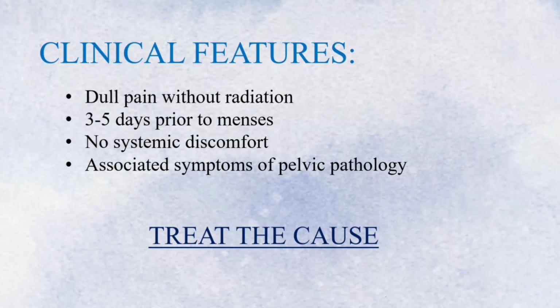Now let's see the clinical features of secondary dysmenorrhea. Dull pain without radiation 3 to 5 days prior to menses. There will be no systemic discomfort and associated symptoms of pelvic pathology will be present. Here we need to treat the cause.